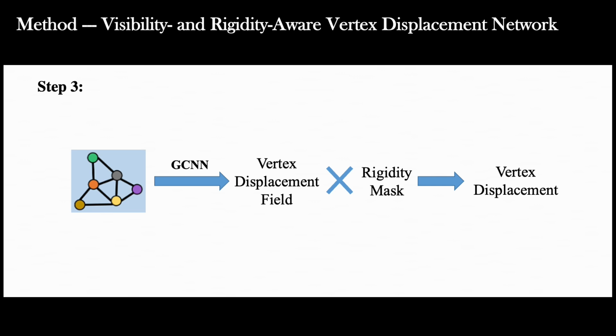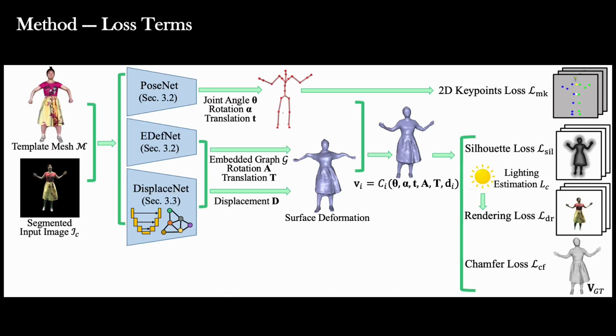Once each vertex has an image feature, we employ a graph convolutional neural network taking per-vertex features as input and outputting the vertex displacement field. Nearly rigid human body parts, such as skin and shoes, should only be coarsely deformed. Thus, we create a mask to filter the vertex displacement field based on the rigidity, and then apply the resulting displacements to refine the reconstruction results. Both eDefNet and DisplaceNet are trained based on silhouette, rendering, and chamfer losses.